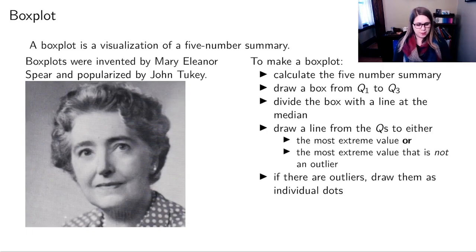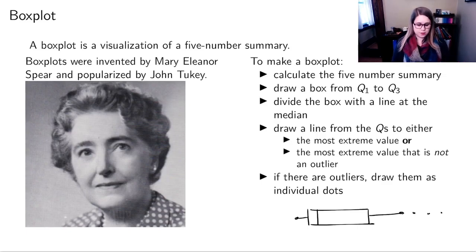So the way that you make a box plot, you calculate that 5-number summary, you draw a box from Q1 to Q3, then you divide the box with a line at the median, and then you draw a line from the Q's to either the most extreme value or the most extreme value that's not an outlier. And then if you have outliers, you just draw them as individual dots.